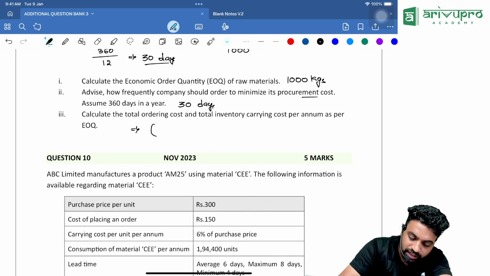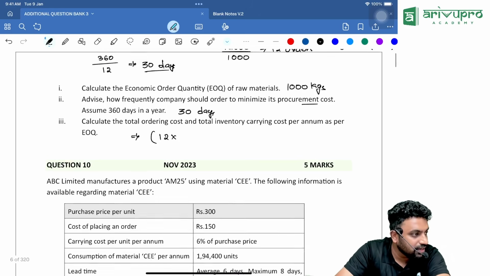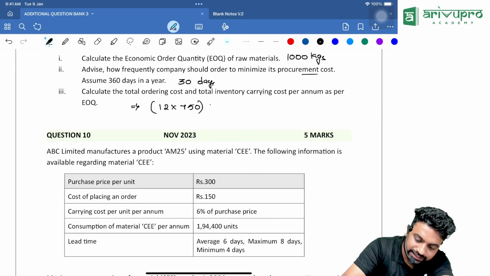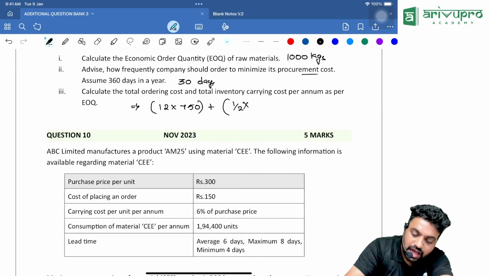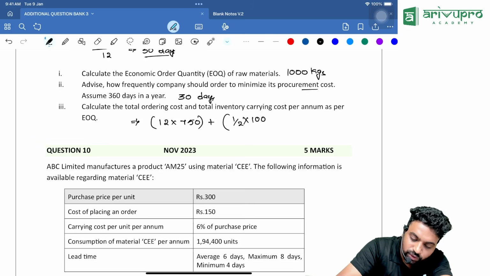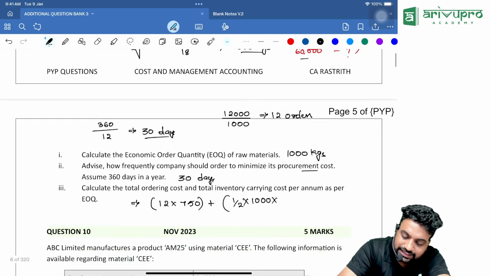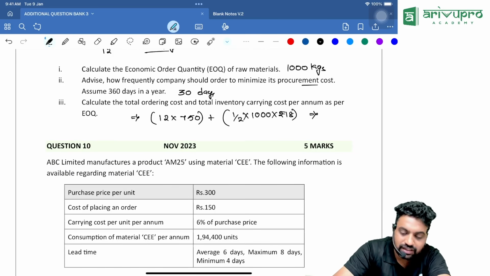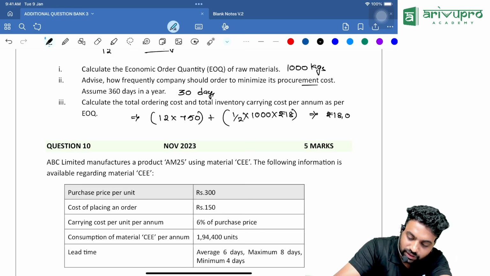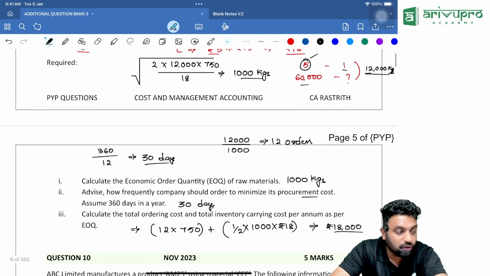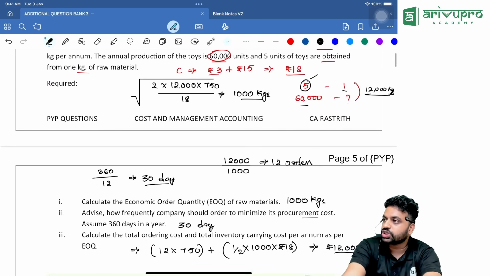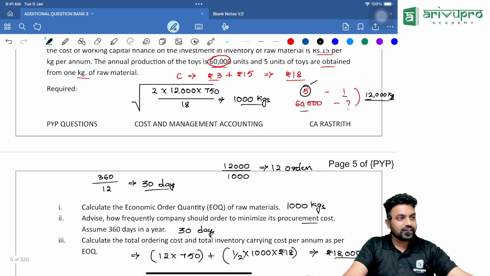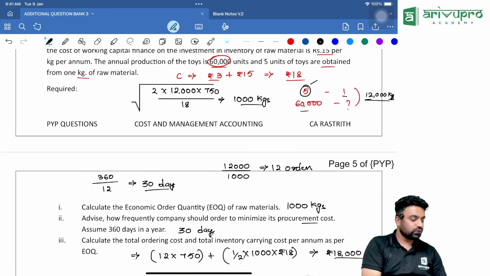Calculate the total ordering cost and carrying cost under EOQ. Very simple. Ordering cost, just now we calculated 12 orders to be made and per order cost is 750, plus carrying cost will be half of the order size. Order size is 1000 and carrying cost per unit per annum is 18. So rupees 9,000 plus 9,000, which will come to rupees 18,000. Anyone any doubt in computation of anything in this particular question? Question number 9. If there is no doubt, we can go to question number 10.